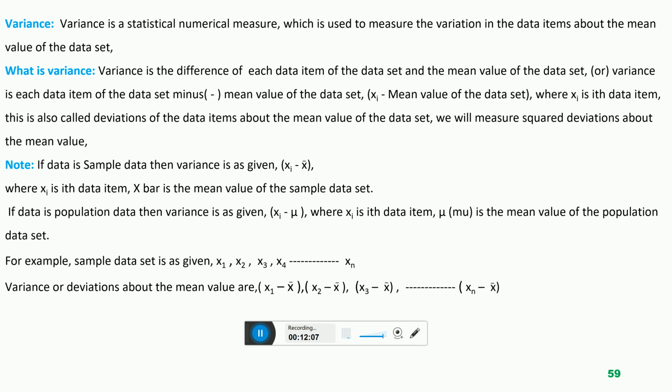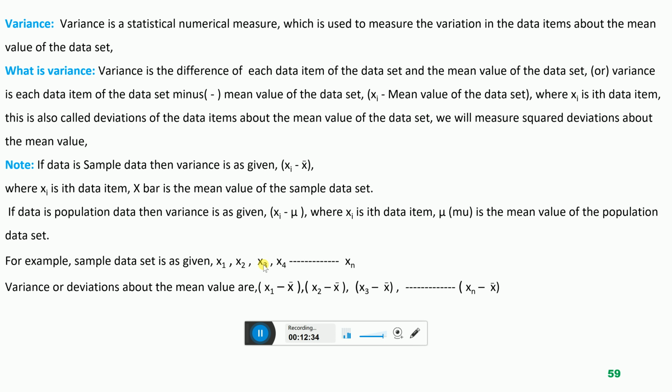Variance is the difference of the data item and the mean value of the data set. Or you can say variance means data item minus the mean value of the data set. So this is your first data item x1. Variance is what? When we subtract the mean value of the data set from x1, this gives us the first variance about the mean value.